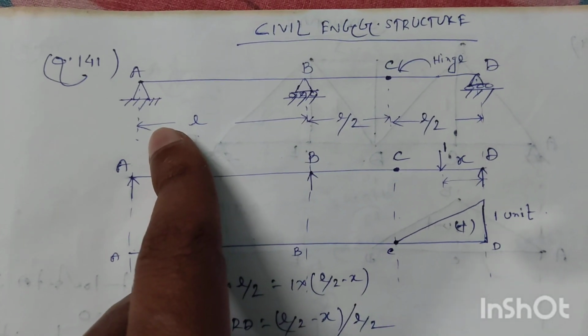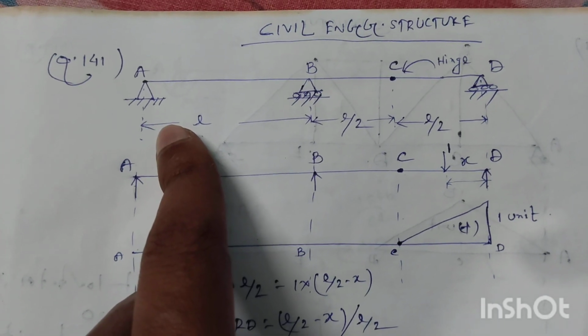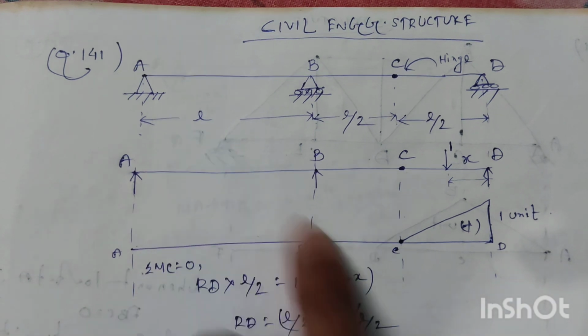Total length of the beam is 2L. Span AB equals L and span BD equals L, but BC is equal to L by 2 and CD is equal to L by 2.